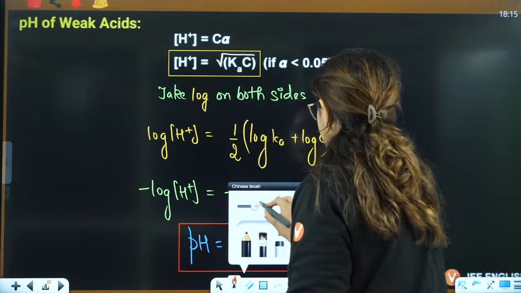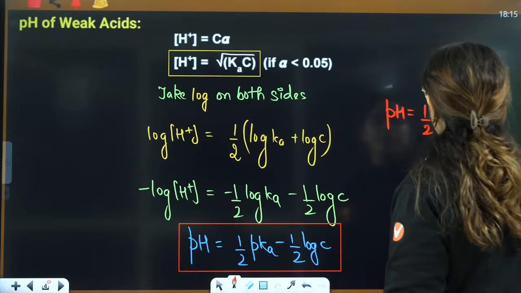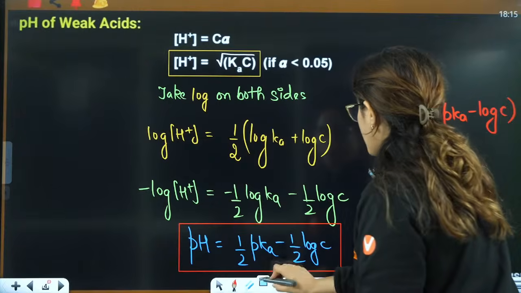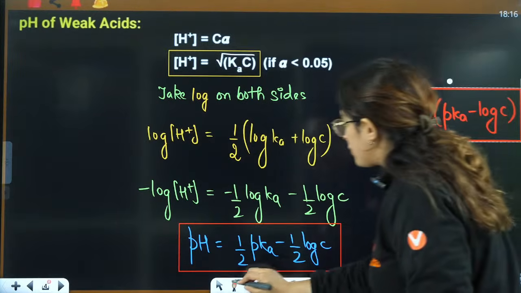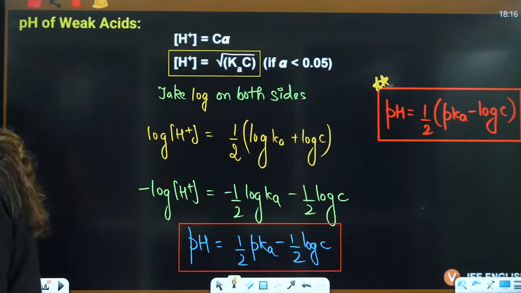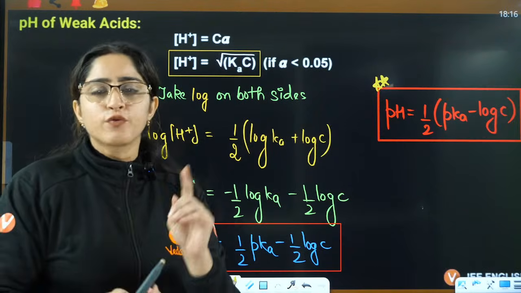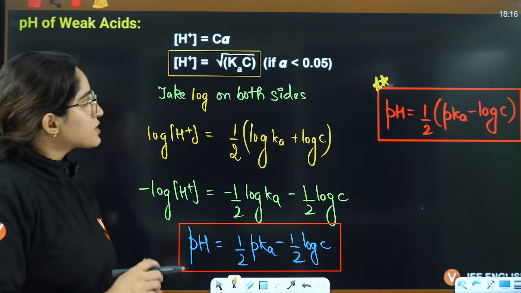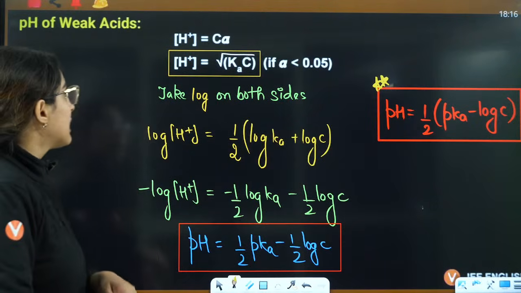The formula is pH equals half into pKa minus log C. And this is the formula that you must remember, that is how you calculate the pH of weak acids, right? I will have one more lecture for ionic equilibrium. Do let me know in the chat box if that is clear. pH is equal to half into pKa minus log of C, right?